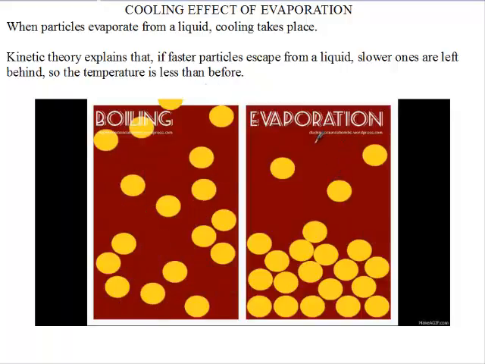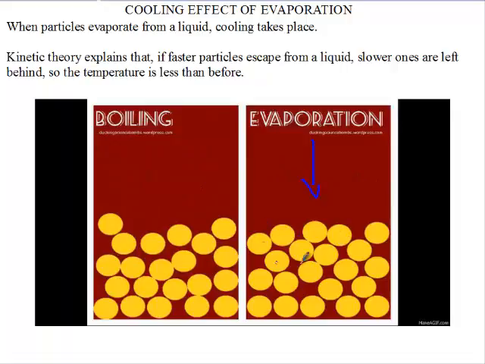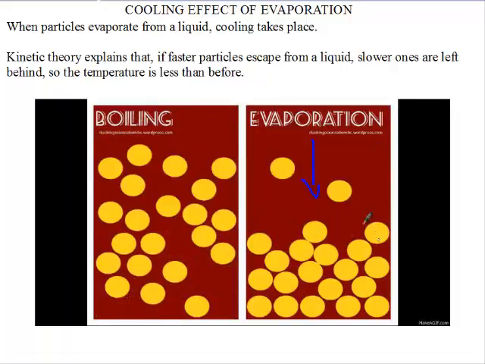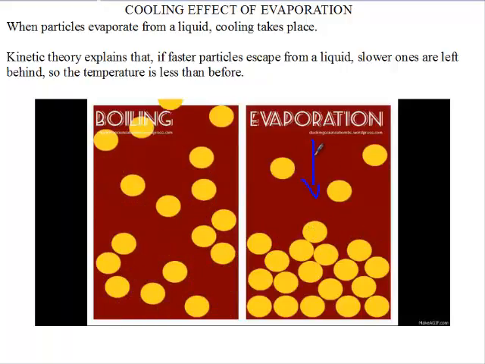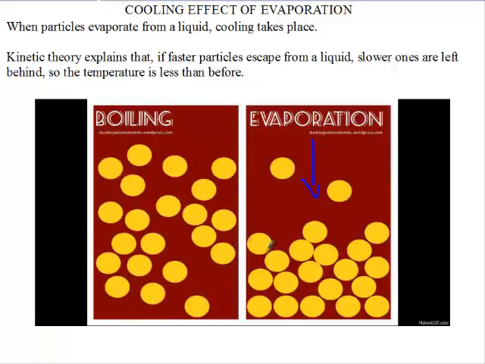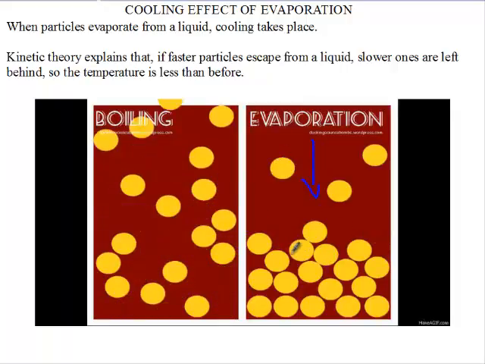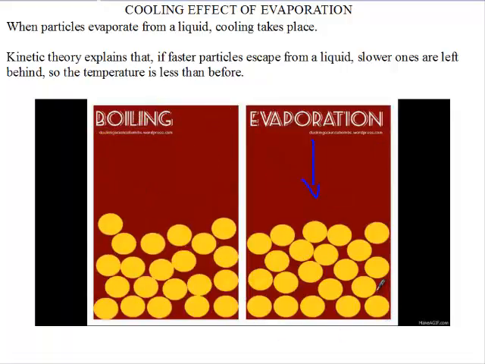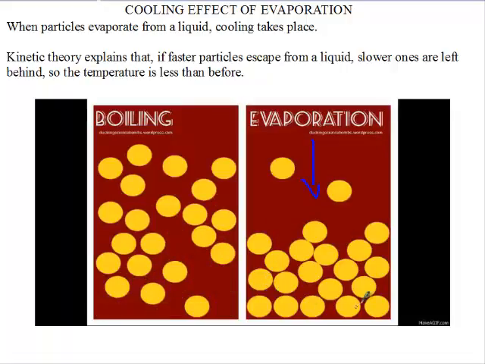Now, as the sun is shining on this, the particles closer to the surface will gain more energy. As they gain more energy, they start to vibrate faster and then leave. Now, the particles that were heated up are the ones that have left. If you look closely, these particles at the bottom remain unaffected.